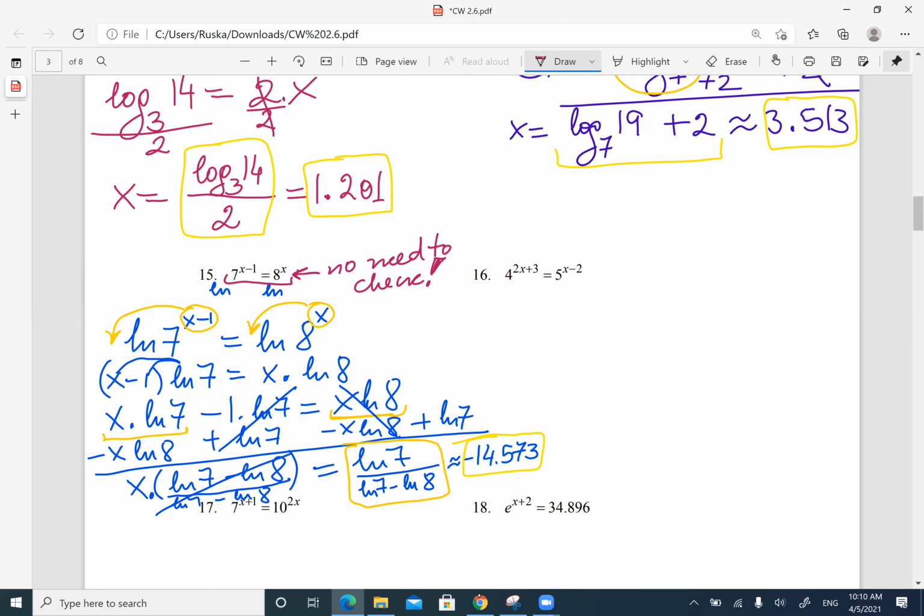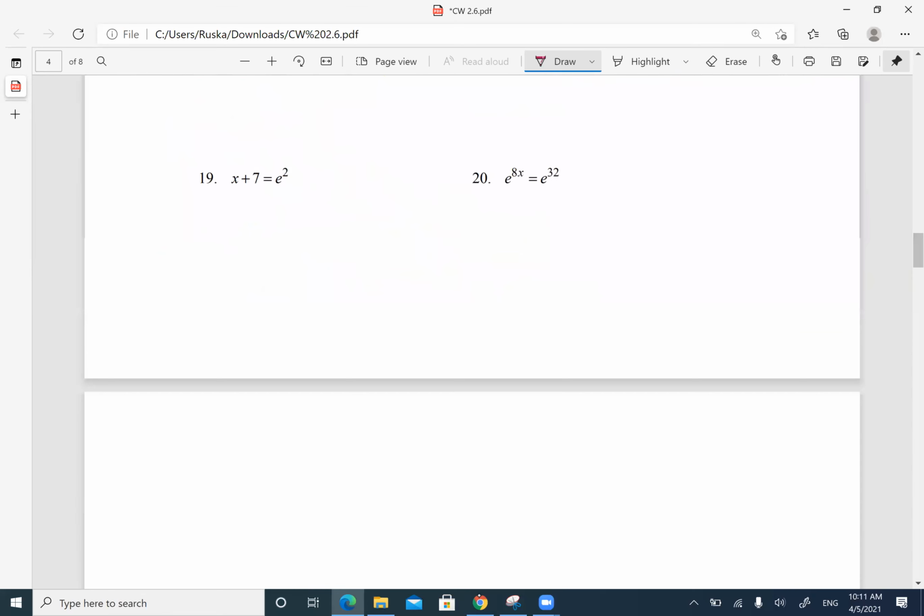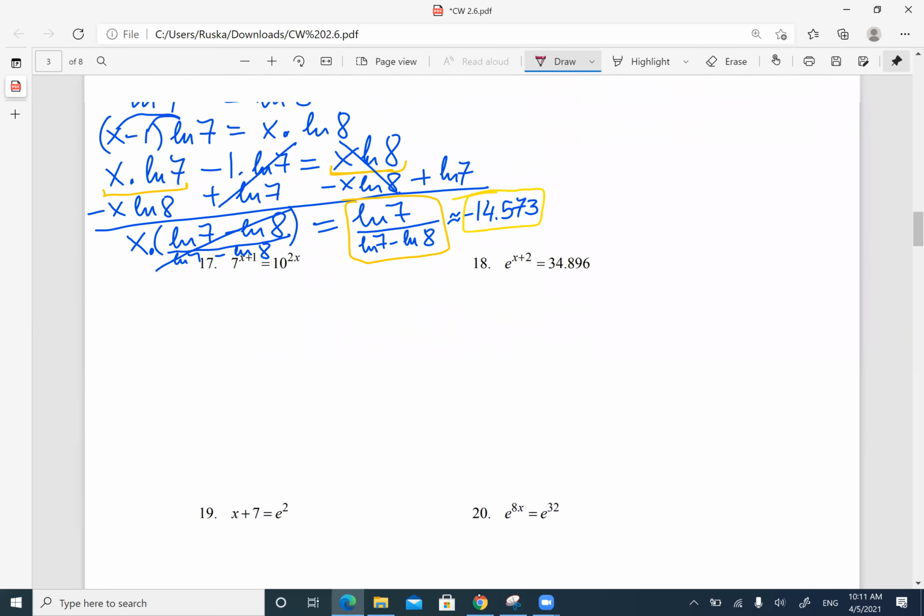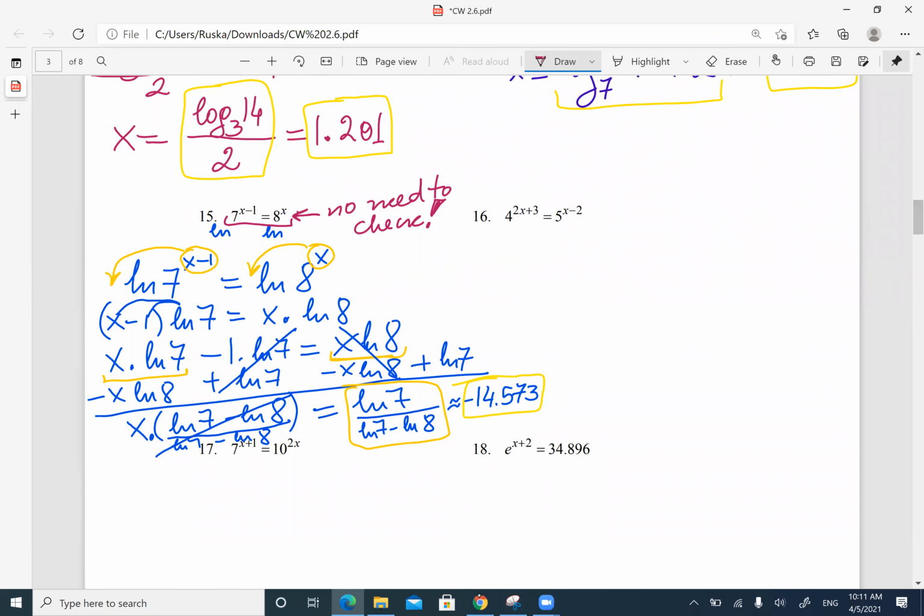So let's go ahead and do one more like this. So pretty much you're doing the same. You're going to take ln on both sides, you're going to bring down the exponents, and then you're going to simplify, okay? So let's do that. Do number 16, and you can just finish everything on this page. So here we're going to do ln. I'm going to take ln on both sides.